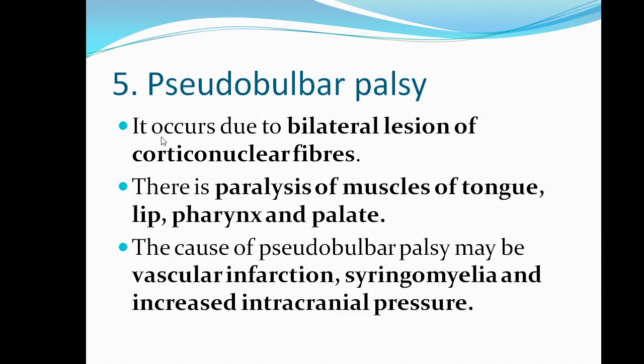Pseudobulbar palsy. It occurs due to the bilateral lesion of the corticonuclear fibers. There is paralysis of the muscles of the tongue, lip, pharynx, and palate. The cause of the pseudobulbar palsy may be vascular infarction, syringomyelia, and increased intracranial pressure.